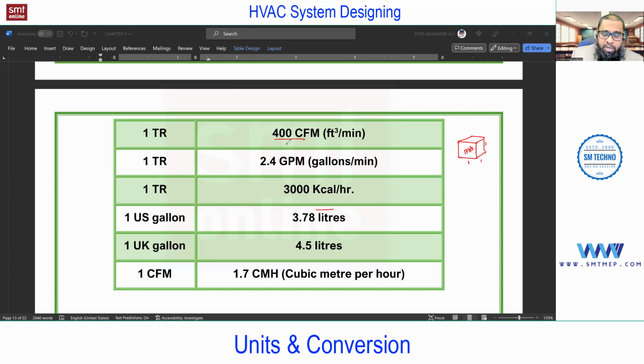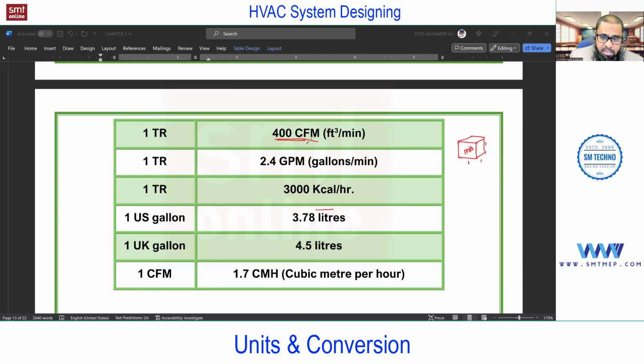It means in order to get 1 ton of cooling effect in the space, the flow rate of air should be 400 cubic feet per minute. And this is not fixed. We are considering a standard. This may vary in the calculation. You may get 450 or 350, depending on the case. But in actual practice, we are considering this as a standard or thumb rule.